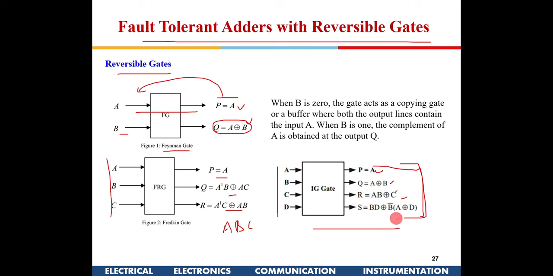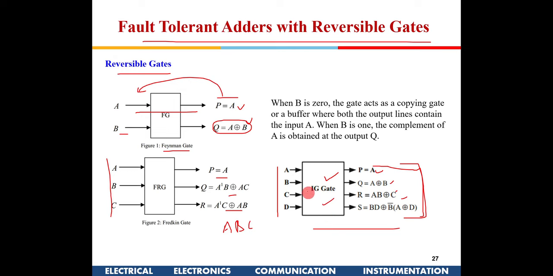Right? So that's the concept. You take these outputs, and from these outputs I compute back A, B, C, D and compare with the initial input. If all these answers are correct, that means I am able to match this input, and that means this block is error free. So each block can be checked for error free operation.